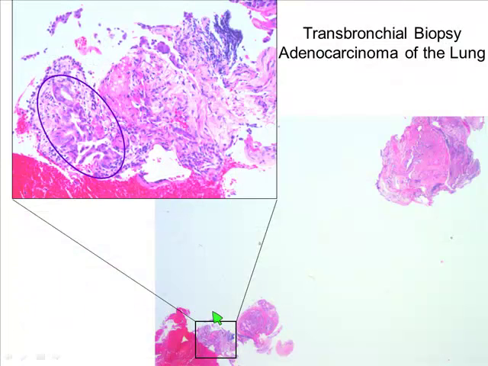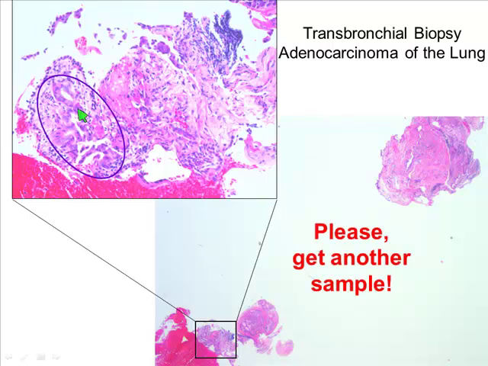The most disappointing samples are those that come from transbronchial biopsies. And here's an example where this fragment has no tumor, and this one down here has a teeny focus of tumor, but really that is just not enough. So please, we have to get another sample from this patient because this is not enough to do it.